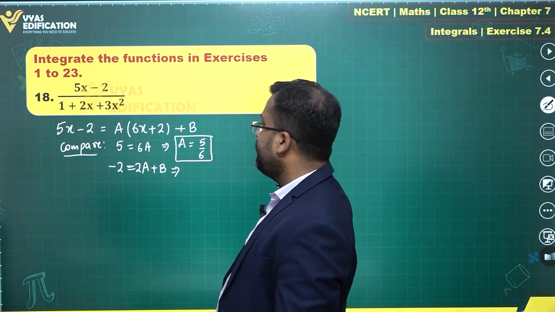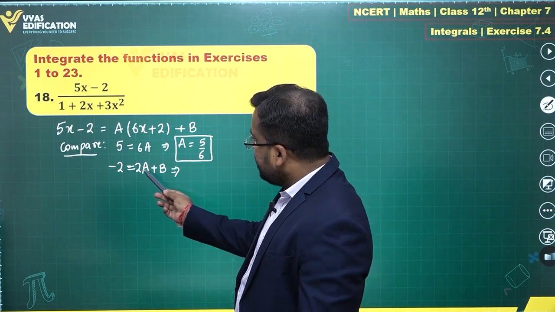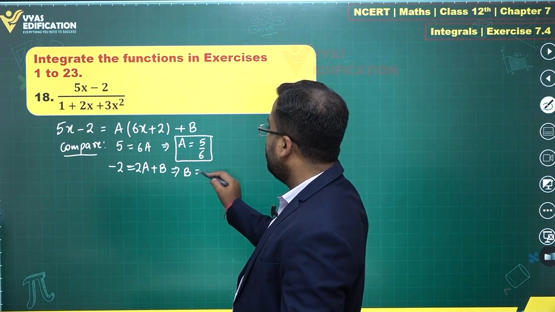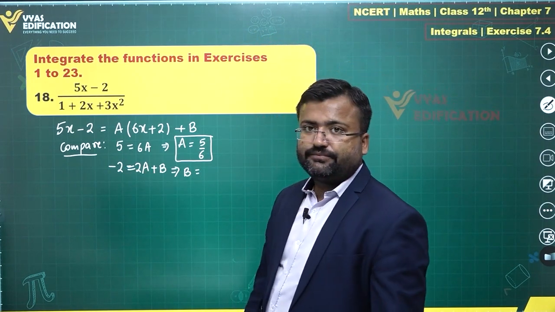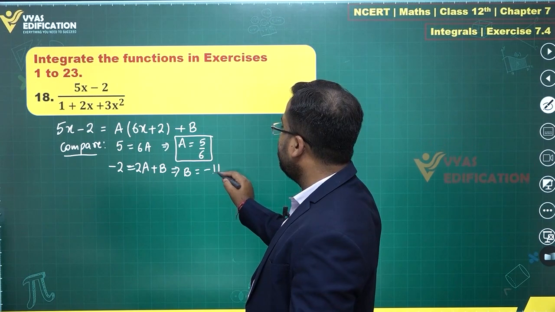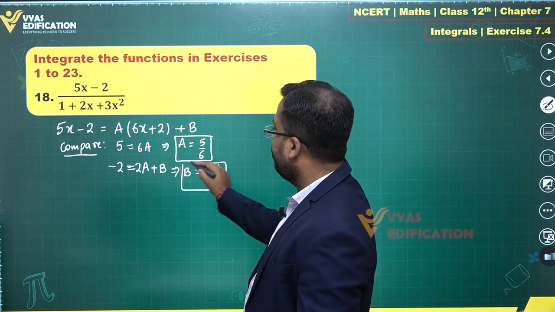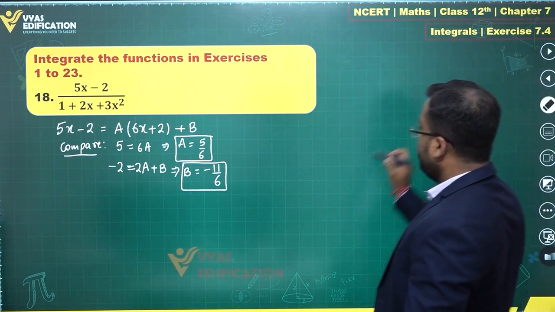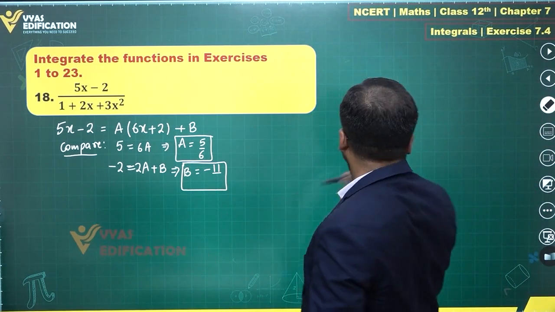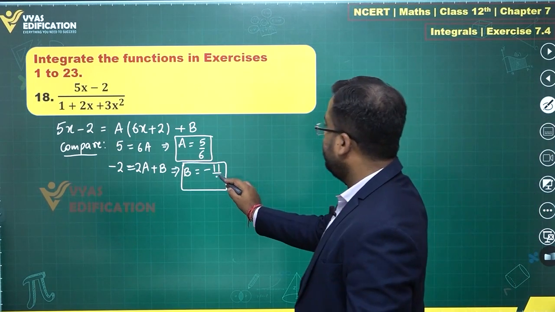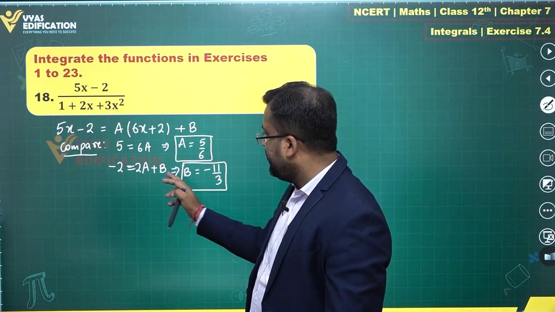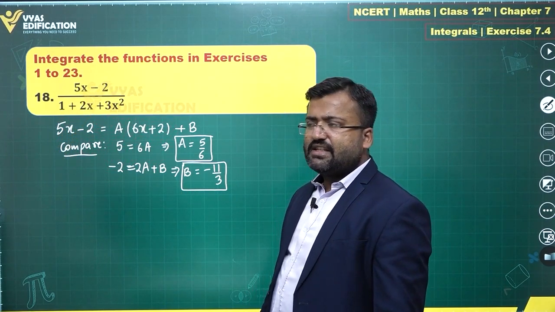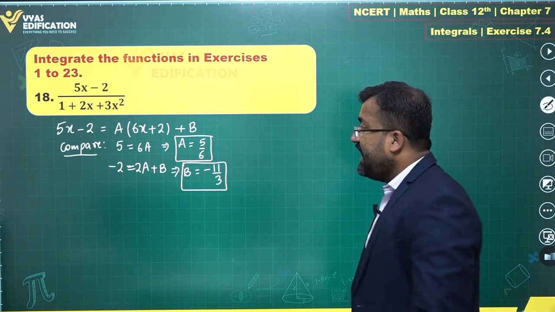Since a is 5 by 6, 2 times 5 by 6 is 5 by 3. So b is equal to minus 2 minus 5 by 3. That's minus 11 by 3, not 11 by 6. Let's check that value again. This is minus 11 by 3, and 5 by 3. 5 by 3 minus 11 by 3 will be minus 6 by 3, which is minus 2. That's okay, right? So a and b have been found.